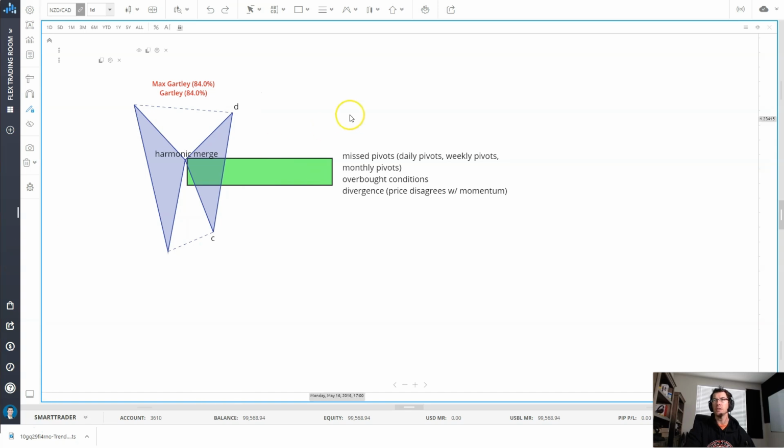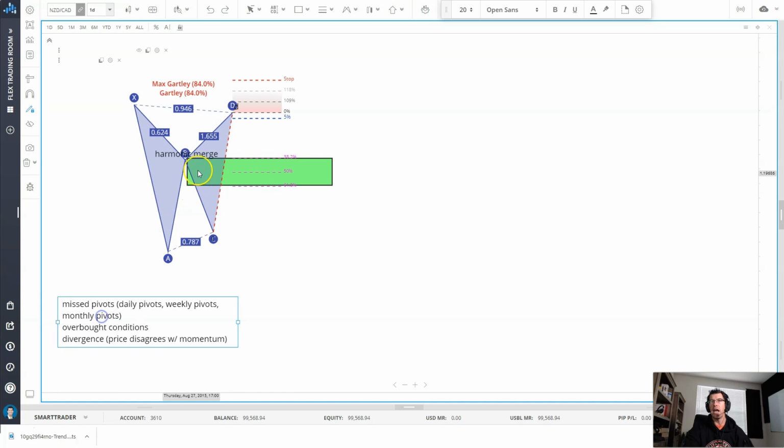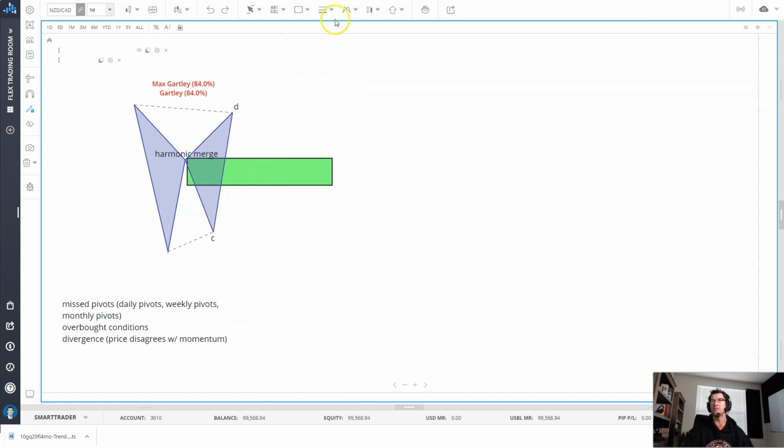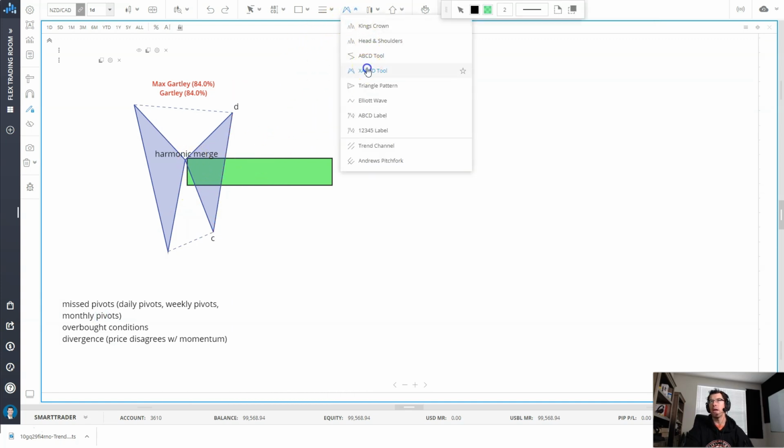All right. So let's take this again. These are some of the alignments I'm looking for. I have my harmonic merge. Now let's see if you can recognize if I draw a pattern here. Let's go to another XABCD tool.